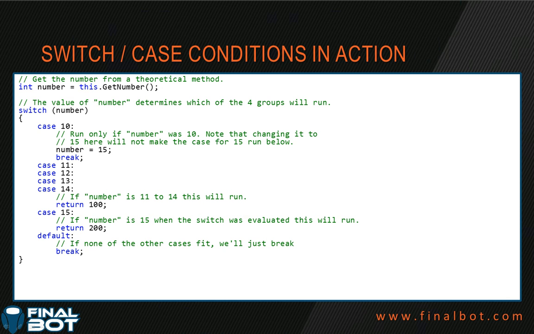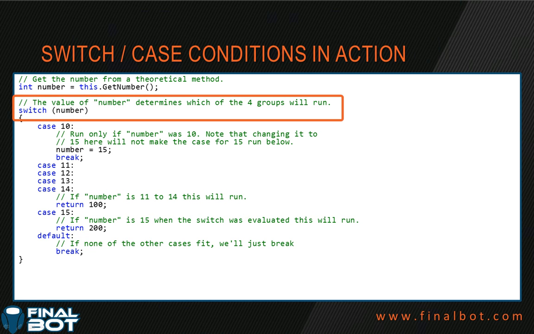Now let's take a look at some switch case conditions in action. And this might seem like very complicated code at first, so we're going to break it into small pieces. The first thing I want to point out is that we've got a variable called number, like we've done in the past, and we're going to get that number. And if we wanted to write if, else if, and else statements to do one thing if the value of number was 10, another thing if it was 11 to 14, a third thing if it was 15, and a fourth thing if it was anything else, that code could get fairly complicated. But an easy way to do it is to use the switch statement where we switch on that number itself.